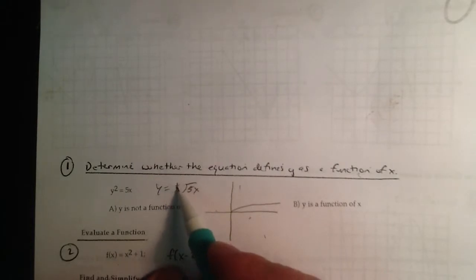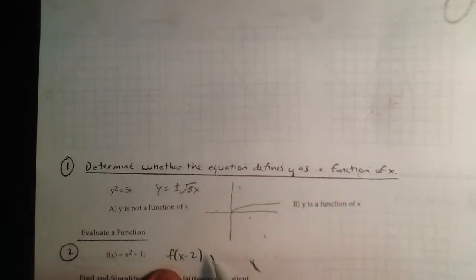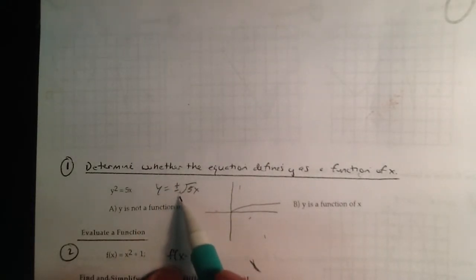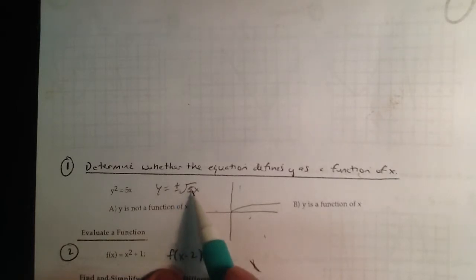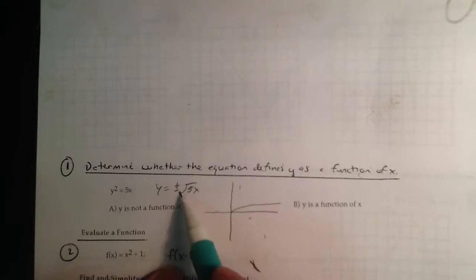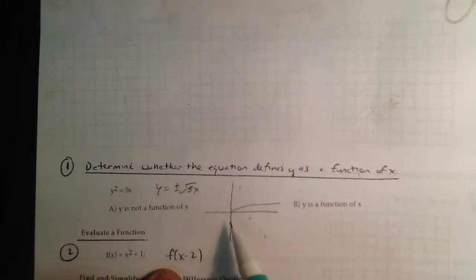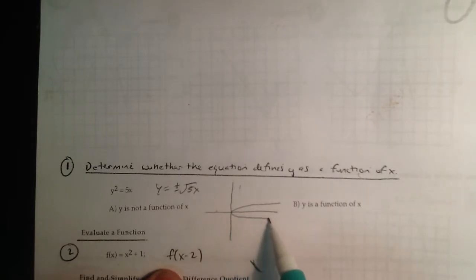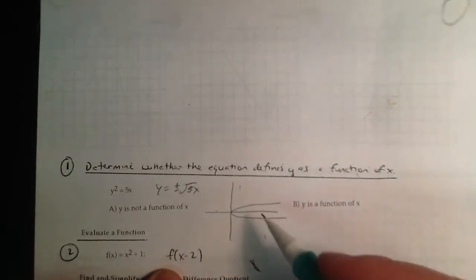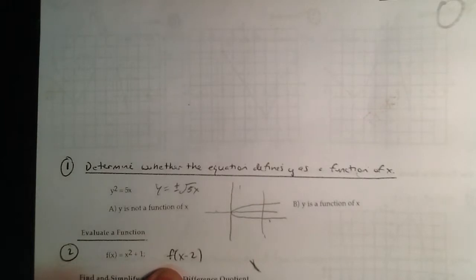But here's the big deal. We have a plus and we have a minus. So literally I have two functions. I have a plus root 5x and I have a minus root 5x, which means that for every positive point, I have a reflection, because that's what the negative sign in front of the function is going to do. And we can see that this does not pass the vertical line test. So this is not a function, all right?